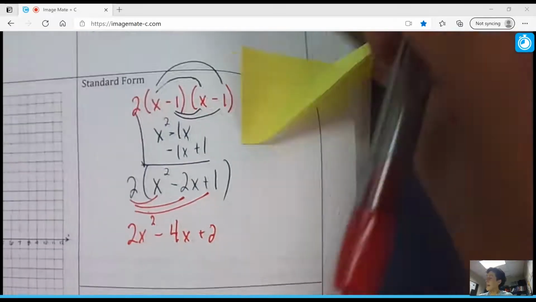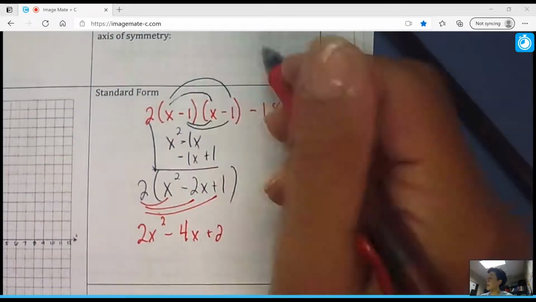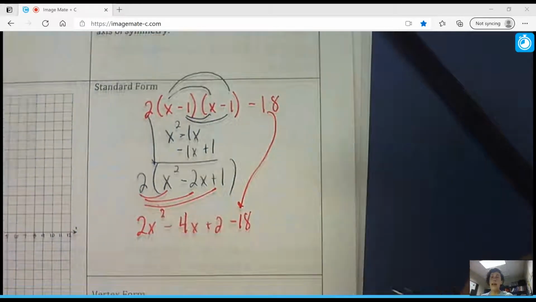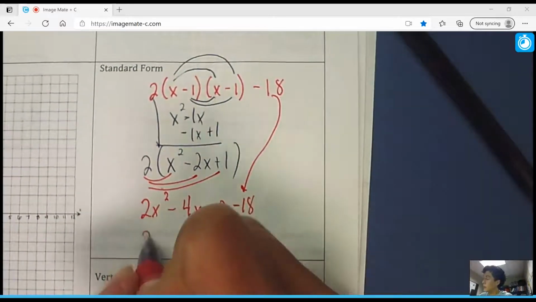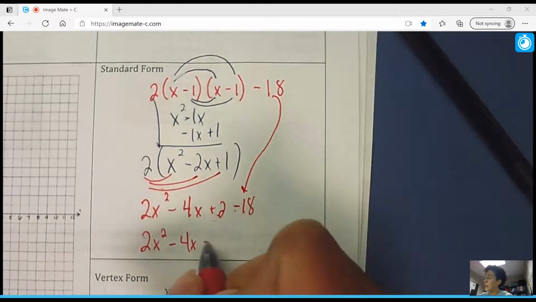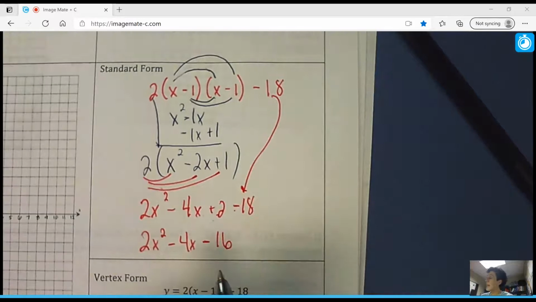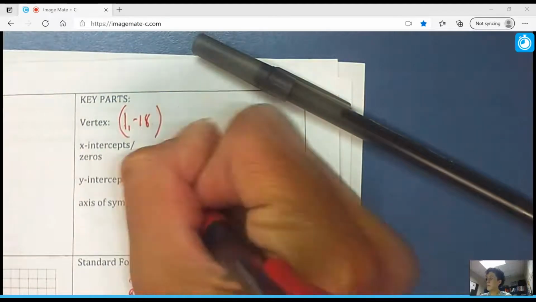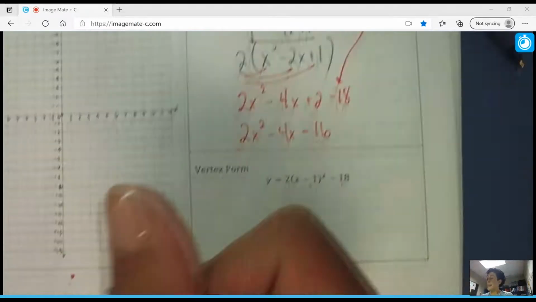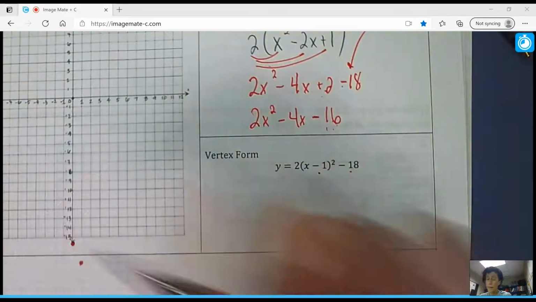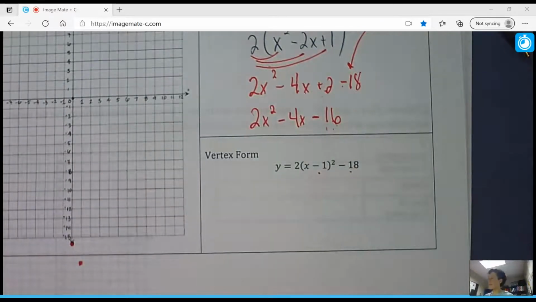And then I'll uncover that last sticky note, and now I'm going to bring down that negative 18 and then combine these like terms. So I'll still have 2x squared minus 4x, but 2 take away 18 will give me a negative 16. And now I have the y-intercept of 0, negative 16. And that also doesn't fit on the graph, but I'm just going to put it at the tip of that arrow and estimate 0, negative 16.